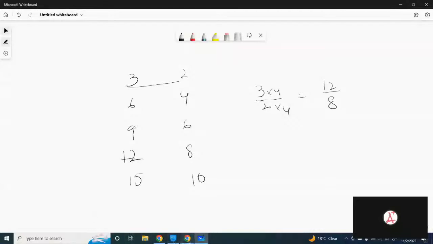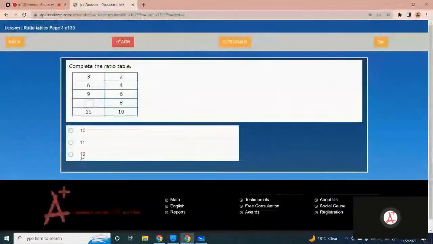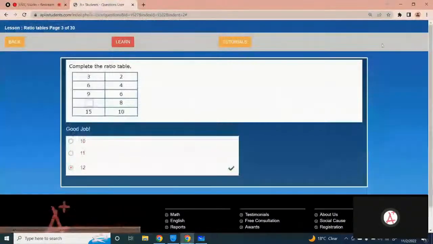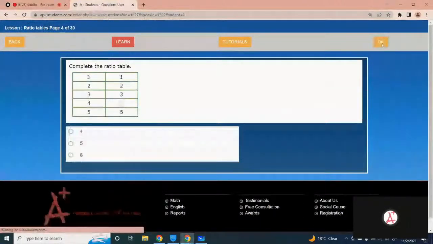Okay, the next one: the missing number is 12. Just select the correct option, then click on the OK button. Okay, 1, 2, 3, 4, 5. So the other one is 1, 2, 3, the missing number, and 5. So what would be the value? It would be 4. Got it? So just select the correct option, then click on the OK button.